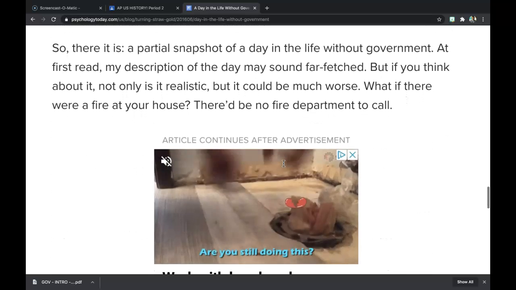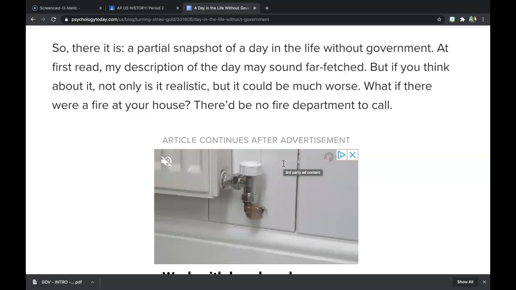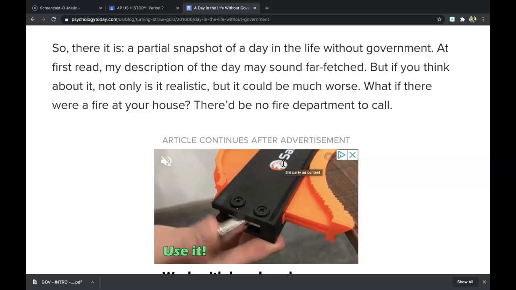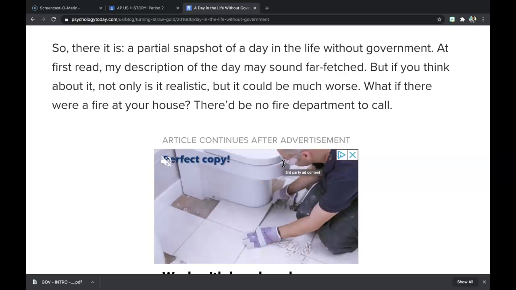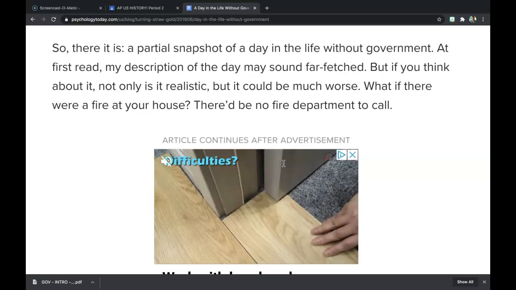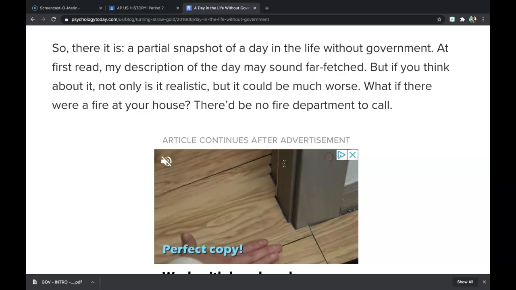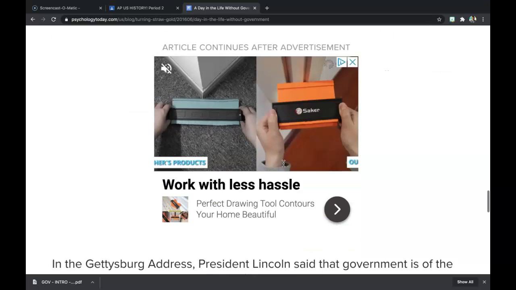So there it is, a partial snapshot of a day in the life without government. At first read, my description of the day might sound a little far-fetched, but if you think about it, it's not only far-fetched to some, but it actually could be realistic. It could be much, much worse. What if there were a fire at your house? There'd be no fire department to call.